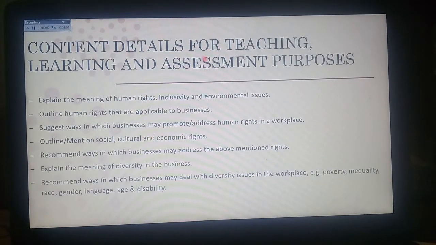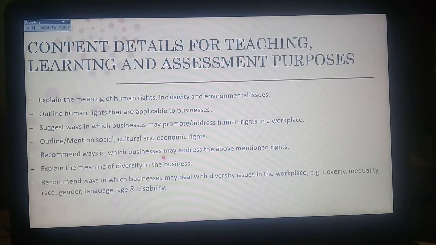Content detail for teaching, learning and assessment purposes. So this is what, if you are a grade 12 learner and you'll be writing your examination, you need to ensure that you know these things. You need to know how to explain the meaning of human rights, inclusivity, and environmental issues. Outline the human rights that are applicable to a business. Suggest ways in which the business may promote or address human rights in the workplace. Outline or mention social, cultural and economic rights.